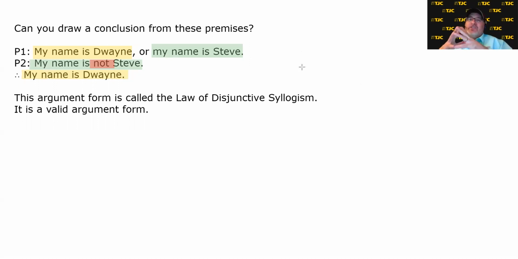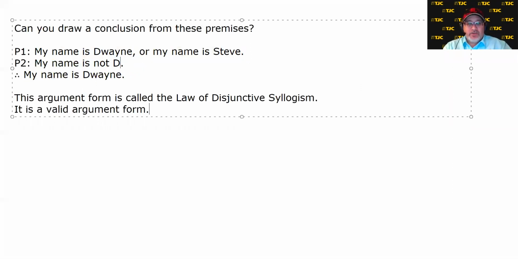Now, this argument form actually comes in two flavors. And to illustrate them, let's just say for a moment that the first premise was the same, my name is Dwayne or my name is Steve, but the second premise was my name is not Dwayne. What conclusion would you draw? My name is Steve. And the reason I wanted to bring that up is it's not always the second statement that has to be negated. Let me go in here and we'll edit that real quick just to illustrate what I mean.